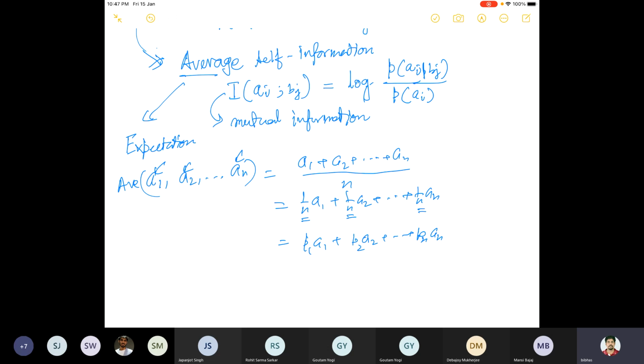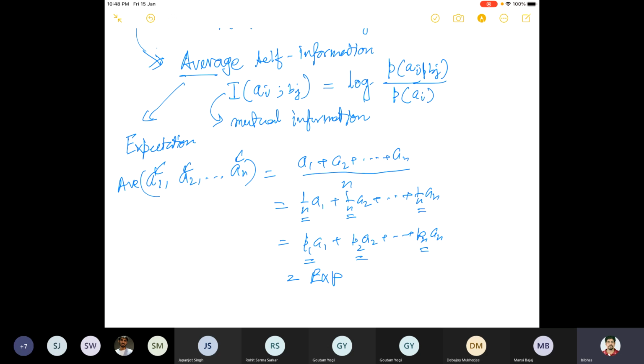Now if the Pi are not 1 by n, where 1 by n means they are all equally likely outcomes, but it is any probability distribution, because A1, A2, ..., An are only the possible outcomes, then this is also called average, but this is actually the expectation.